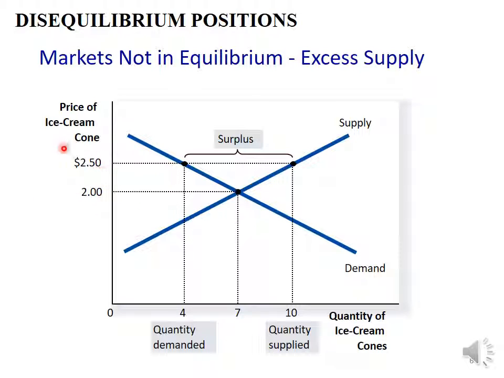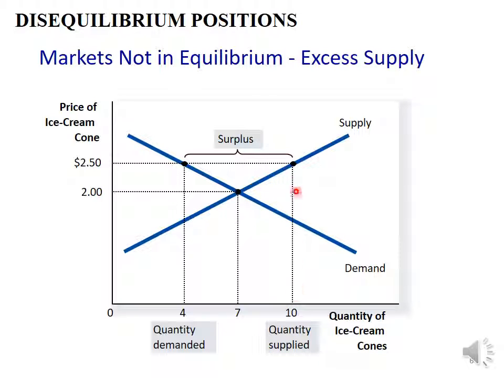So when the price is too high, consumers are not so willing to buy. On the demand curve at $2.50, consumers are only willing to buy quantity 4. But suppliers want to sell at a higher quantity. Remember, suppliers want to sell more when the price is higher. So suppliers are willing to sell 10.